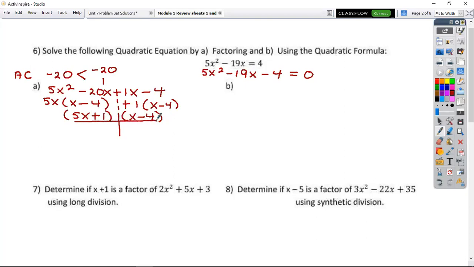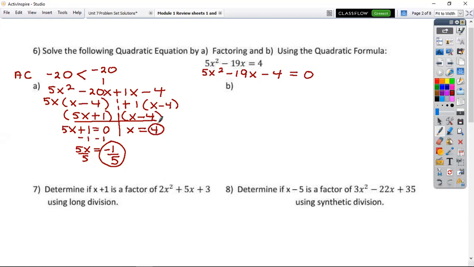Okay, so my first answer on the left-hand side, I do 5x plus 1 equals 0. So I'm going to go minus 1 on both sides. So 5x is equal to -1, and divide by 5. And there's your first answer. So x is equal to -1/5. The other answer is the really fast one. So what do I do with the sign? Flip it. x equals 4.